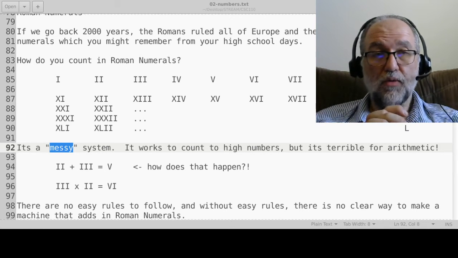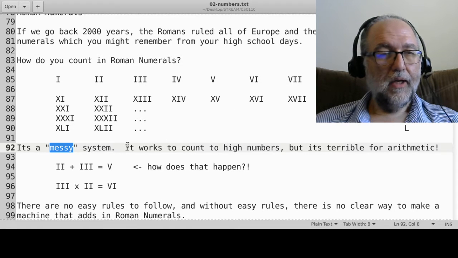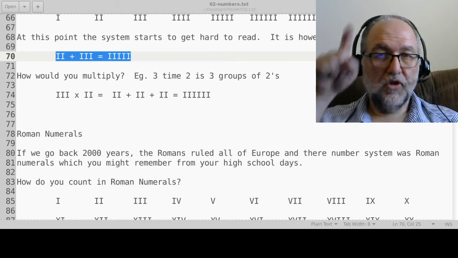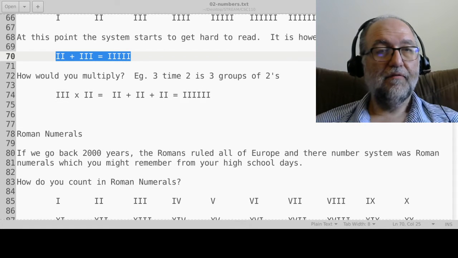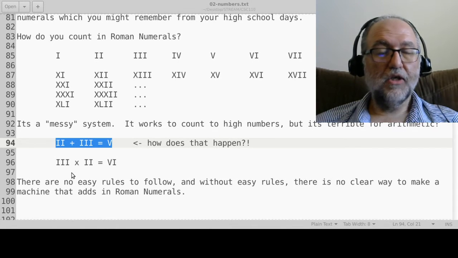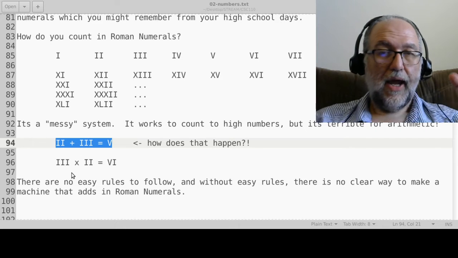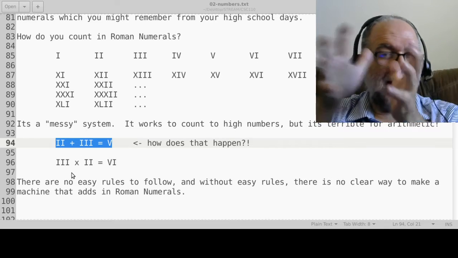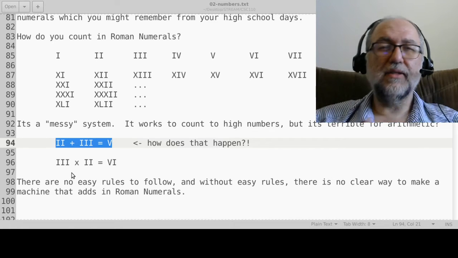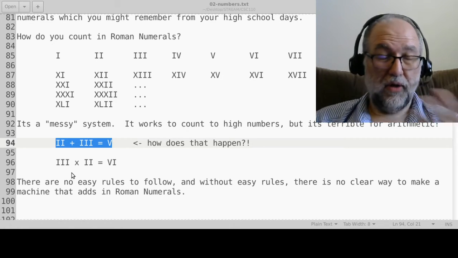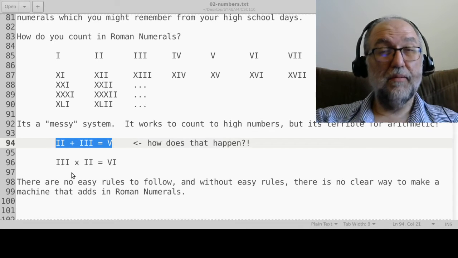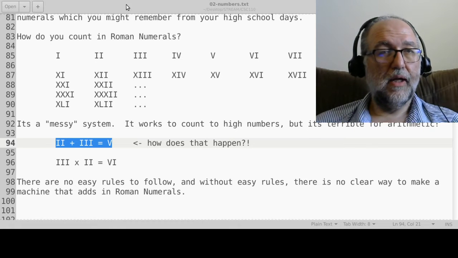But try adding with Roman numerals. So up here I had 2 plus 3, and that was easy to add because if you had 2 sticks and you added 3 more sticks, you have 5 sticks. But now look at the magic that happens here. You've got 2 sticks, then you add 3 more sticks, and somehow the 5 sticks together magically turn into a V. And you say, well, okay, I can just memorize that. Yeah, but it gets worse and worse as you add bigger and bigger numbers. If you're adding 365 to 739, that gets pretty messy.